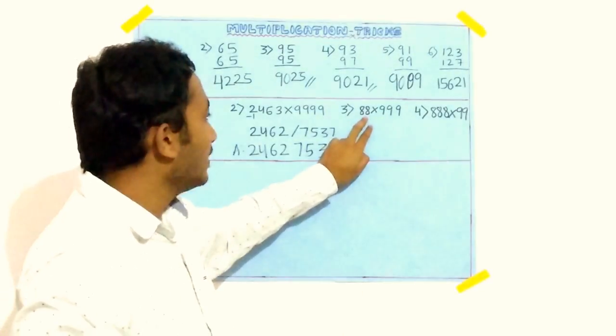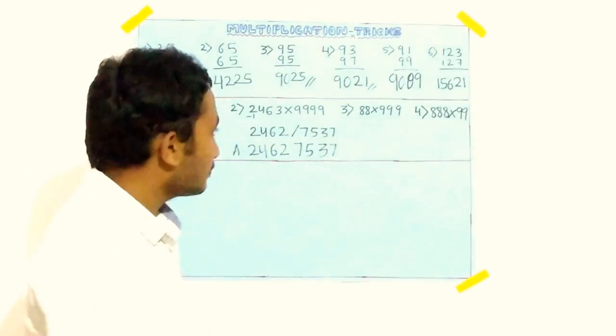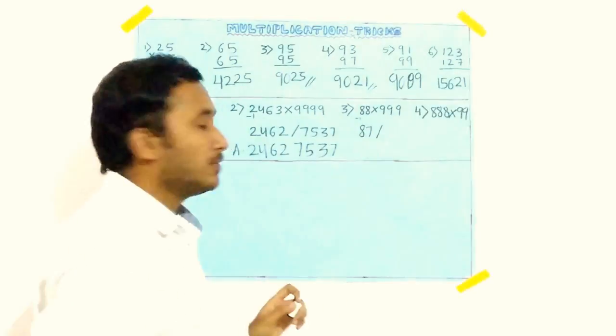Okay, in this case, suppose the numbers are 88 and 999. What do we need to do in this case? We need to do the same thing. 88 is there, we subtract 1, that is 87. And here 3 nines are there, but here only 2 digits are.